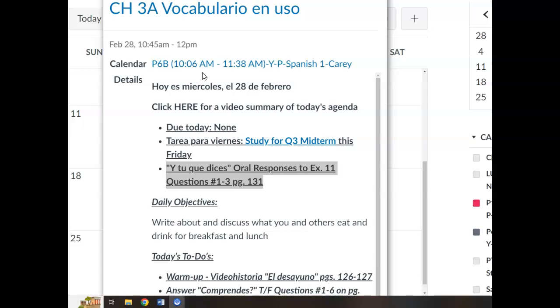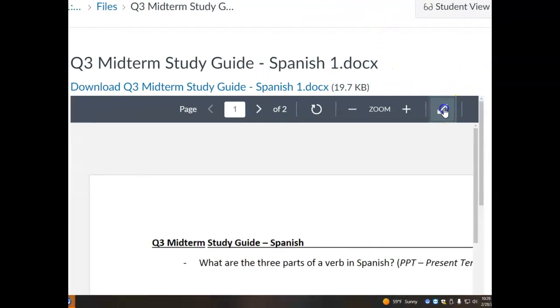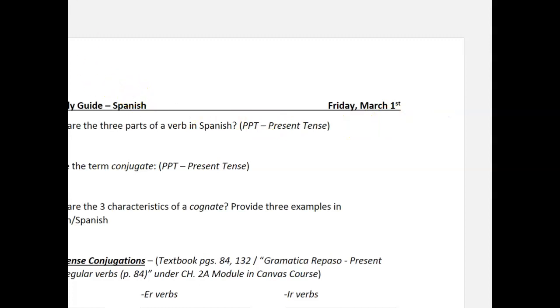Aquí tienen el horario para hoy, miércoles, el 28 de febrero. No homework is due for today. You do have two things on your radar for Friday. First and foremost is to study for your midterm. Here you can find the study guide for your midterm and everything that will be on it.